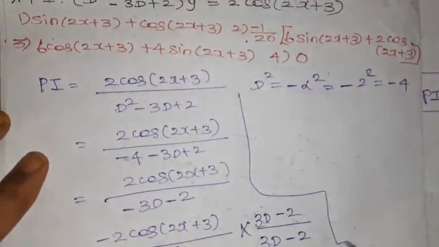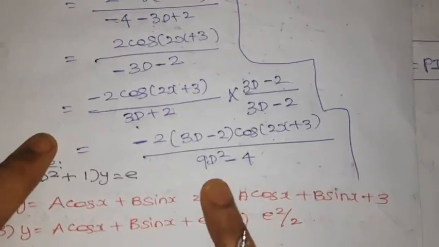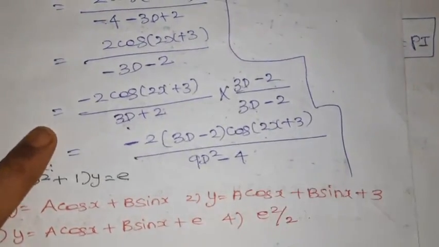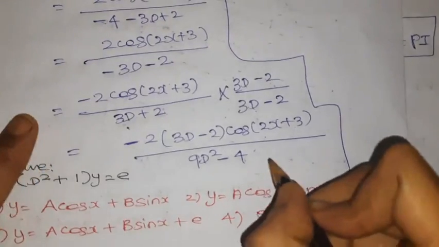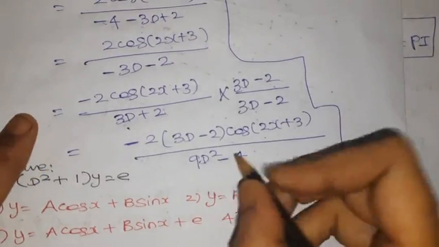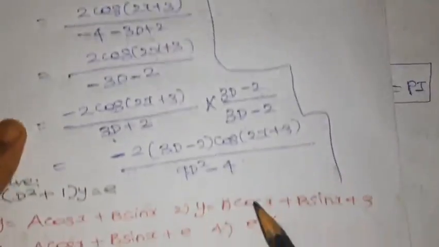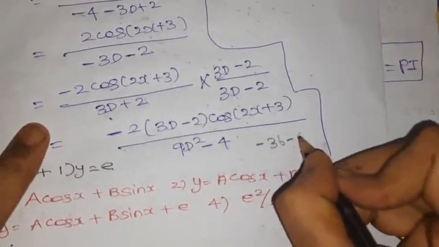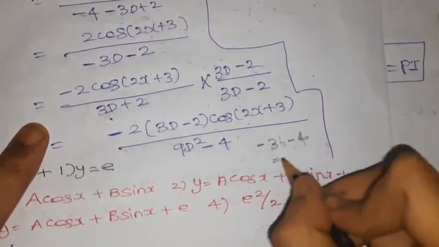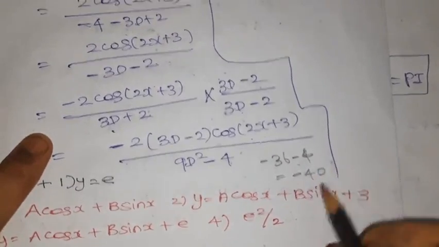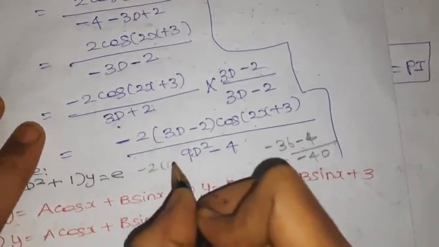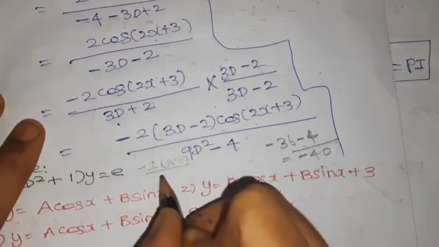So again we need to substitute this term, 9 in place of D squared, substitute minus 4. I am just simplifying the denominator term alone. So D squared equals minus 4. So 9 times minus 4 is minus 36, minus 4. So we will get minus 40. Okay, already in the numerator something, so minus 2 into some numerator term divided by minus 40.